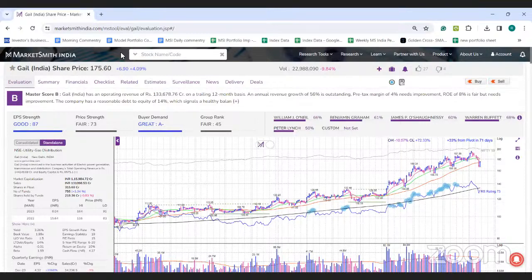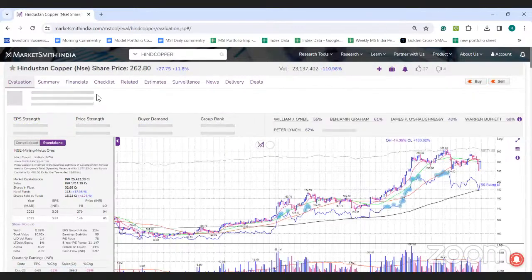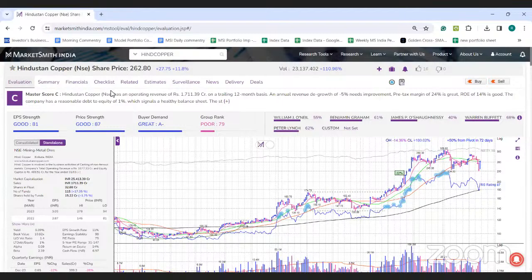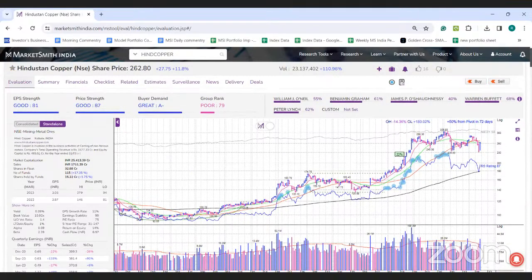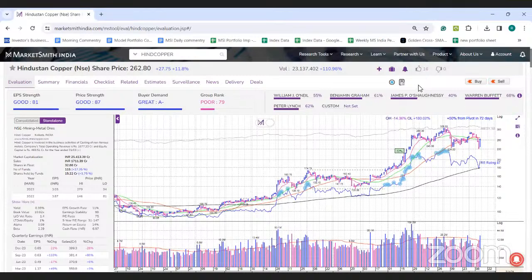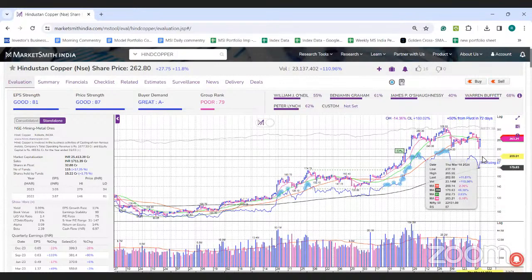Next is Hindustan Copper. I think this is also pretty much similar to the previous stock which we discussed. This stock is also trading below its 50 DMA currently, even though today's gain was a good amount of nearly 10%, but still the stock has not reclaimed its 50 DMA. It continues to trade below its 50 DMA.